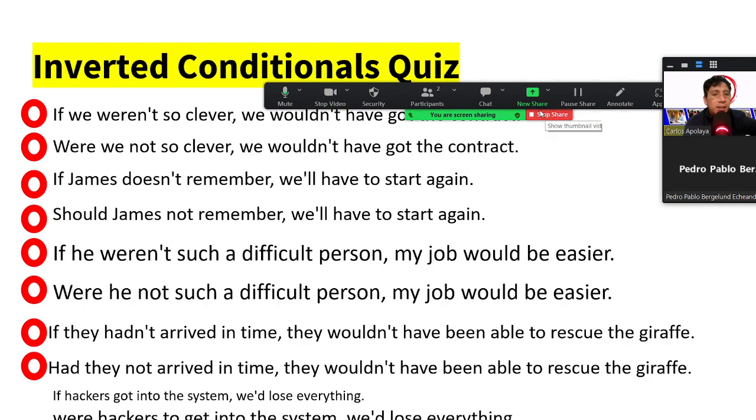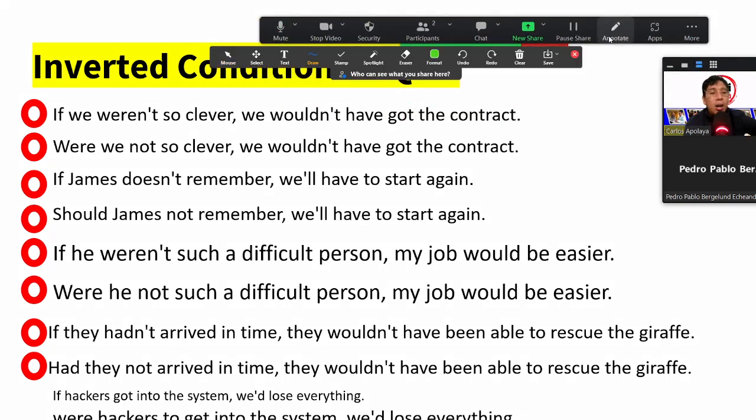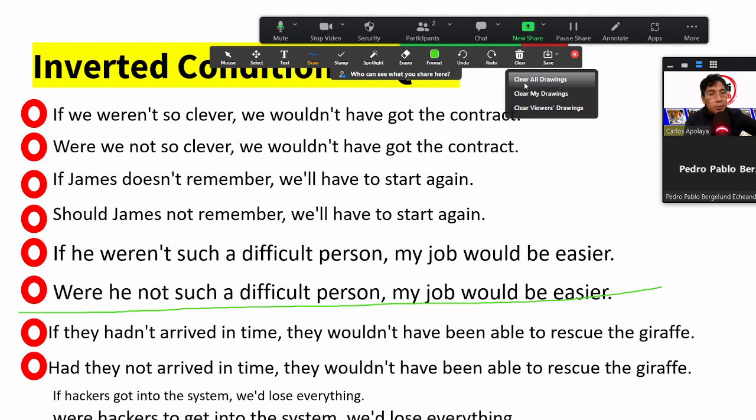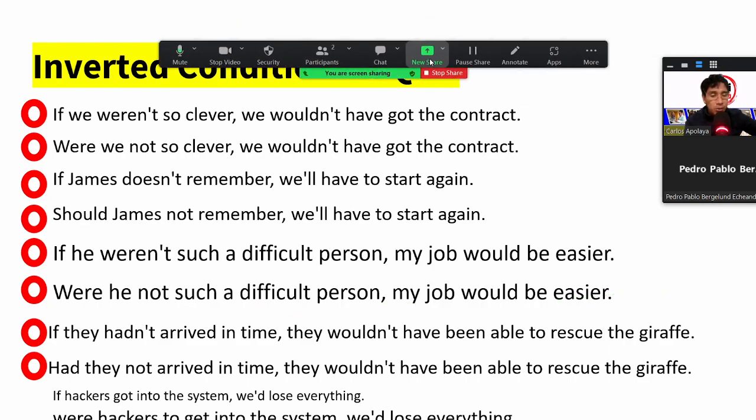Okay, so as you can see here, these sentences are set in a normal context when you want to emphasize. Were he not such a difficult person, my job would be easier. So if they hadn't arrived, so had they not arrived. Mayormente la usamos cuando queremos hacer un énfasis, como te acuerdas que vimos ayer la inversión. Es para enfatizar bastante, ¿ok? Por ejemplo, si los hackers entrasen al sistema, perderíamos todo. Were hackers to get into the system.